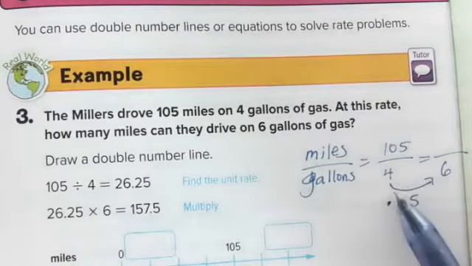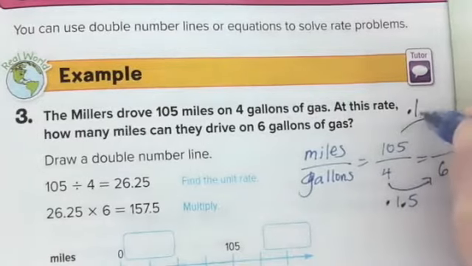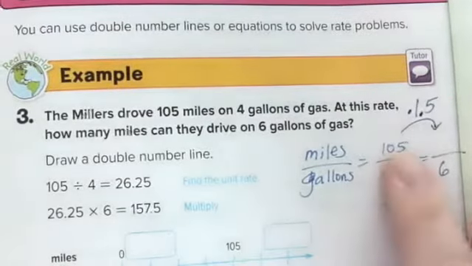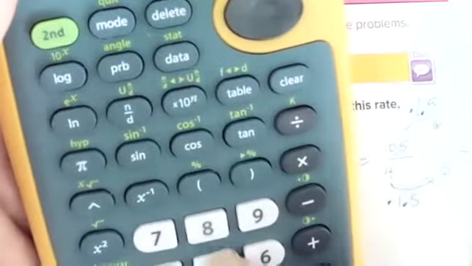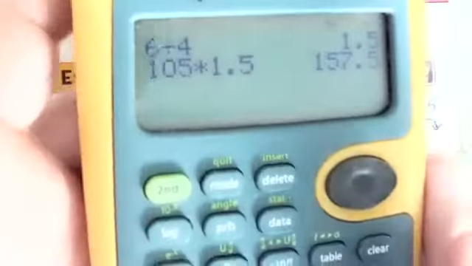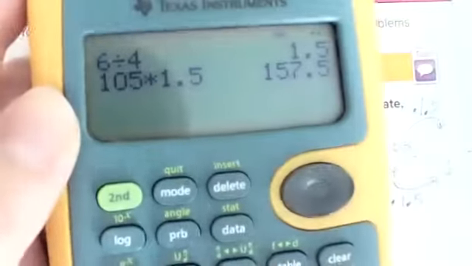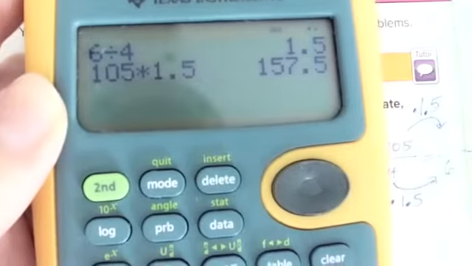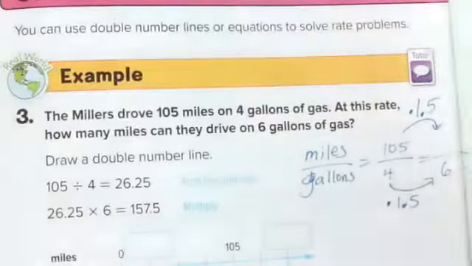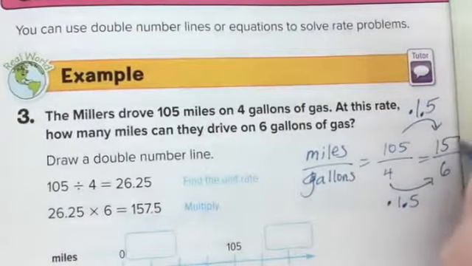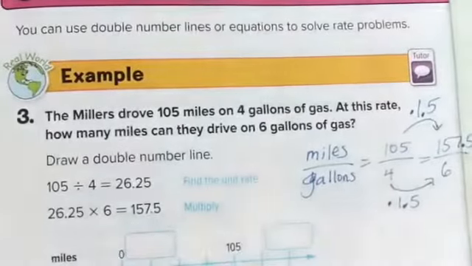And then whatever you do to the denominator, you also need to do to the numerator, times 1.5. So now we can take that 105 and multiply by 1.5. And this is actually on your test, it's non-calculator. So you would do this longhand, but just for sake of the notes not being super long, we're just going to use the calculator for that. So 157.5 miles. Okay.